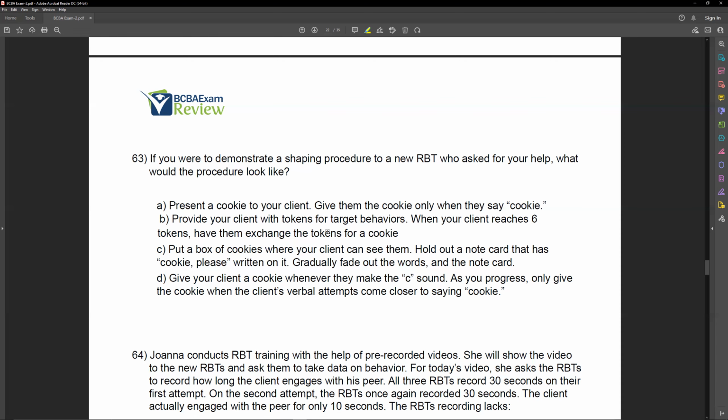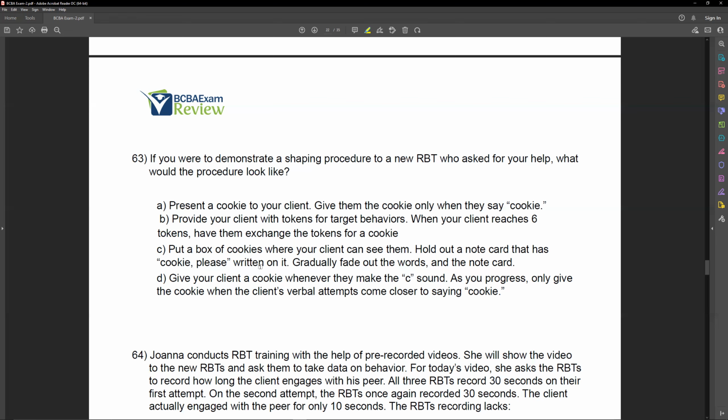B, provide your client with tokens for target behaviors. When your client reaches 6 tokens, have them exchange the tokens for a cookie. Looks like a token economy, right? We don't know what the behaviors are, okay? We're not shaping anything here. B is out.